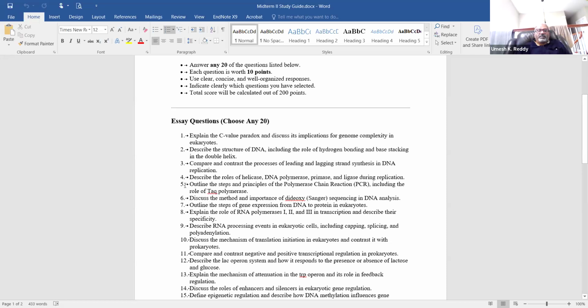Question 5, PCR. Outline the steps of the PCR. So what are the steps? Many times you guys did PCR. There is nothing new in it.